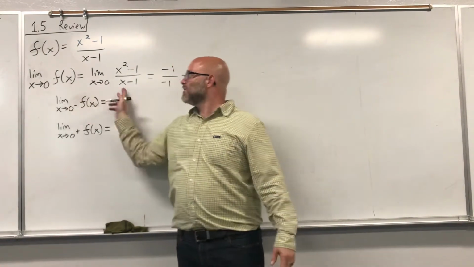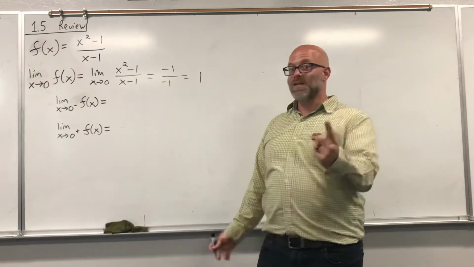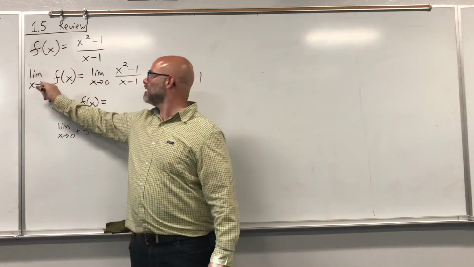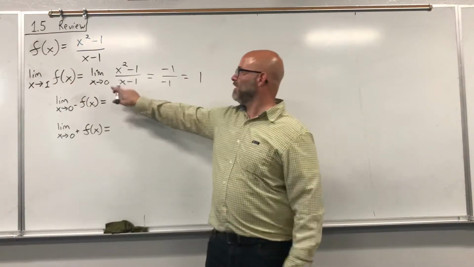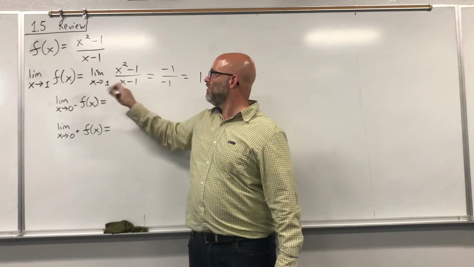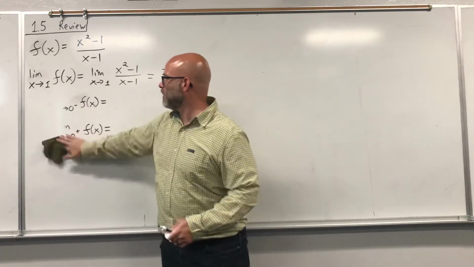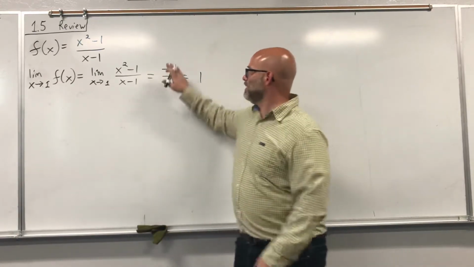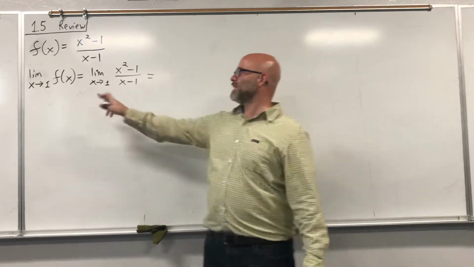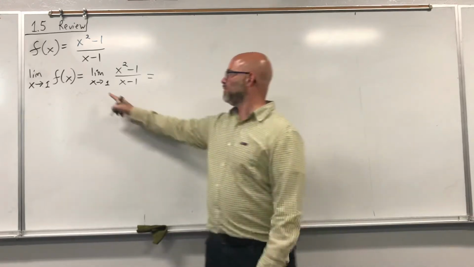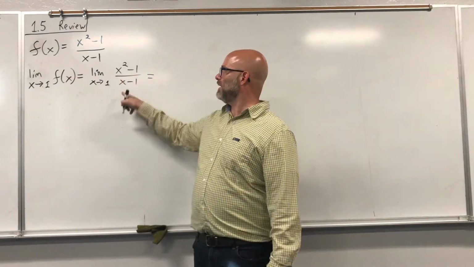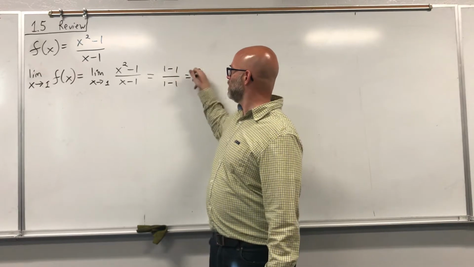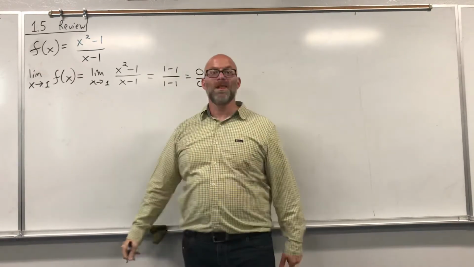The limit as x approaches 0 of this, that's not interesting. What's interesting is the limit as x approaches 1 of this guy. This is the interesting case. We don't have to worry about these guys right now. All right. What happens if we take the limit as x approaches 1 of f of x? Well, again, plug in the value that's being approached into f of x, and you get 1 minus 1 over 1 minus 1, which equals 0 over 0.